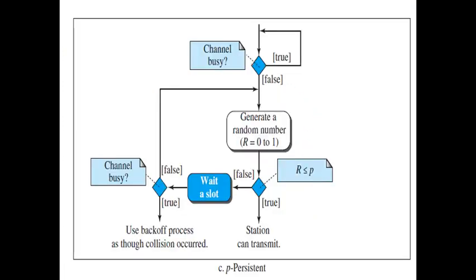In P persistent, initially it will sense the medium continuously. Whenever the channel is idle, it generates a random number between 0 and 1. If this random number is lesser than or equal to P, where P is the probability outcome, then it can transfer the data. Otherwise, it has to wait for some time slot. Again, it will check whether the medium is busy or idle. If the medium is busy, then it will use a back off process; that is, it will wait for some back off time. Otherwise, if the channel is idle, again it has to go for generating a random number. So this will repeat. This is what one persistent, non-persistent, and P persistent are.